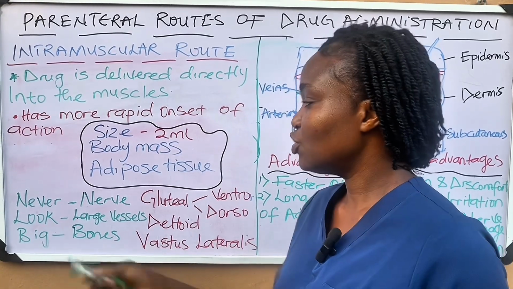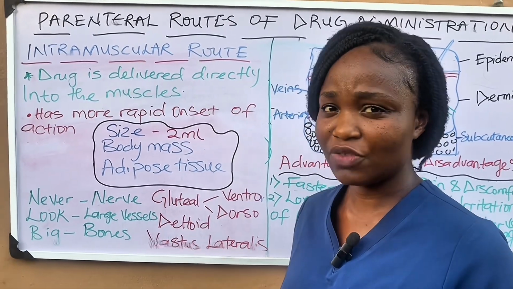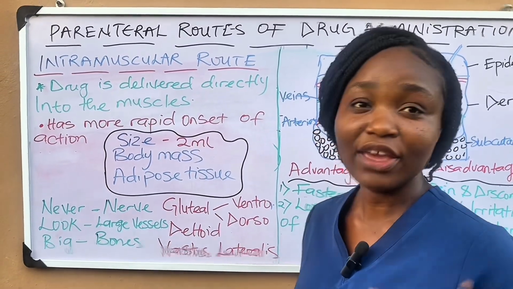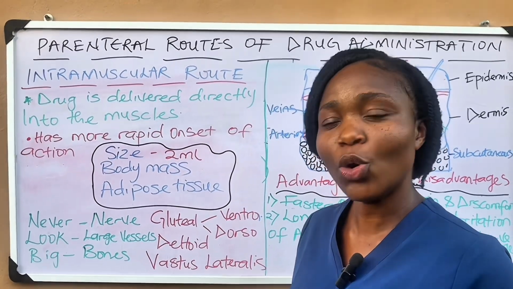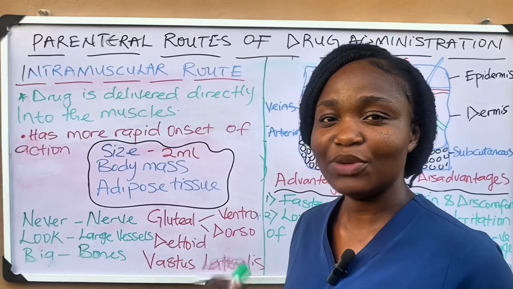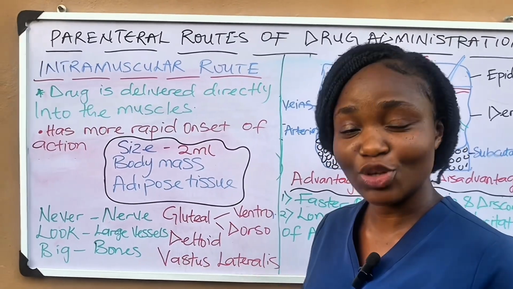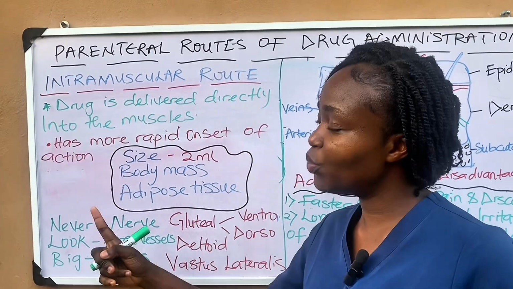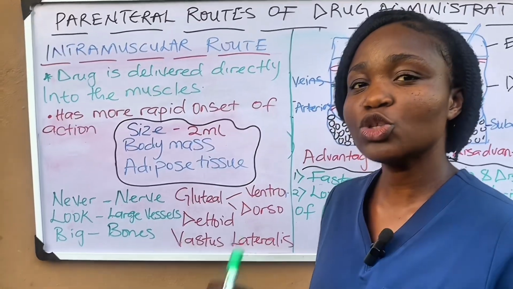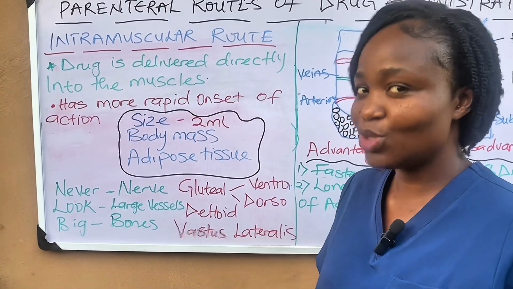You also don't want to give the drug into large blood vessels, and this is one of the reasons why for the intramuscular route of drug administration, you always aspirate. Remember that we said that we don't aspirate when we administer drugs intradermally and subcutaneously. We are aspirating here because you don't want the drug to get into the blood vessels.